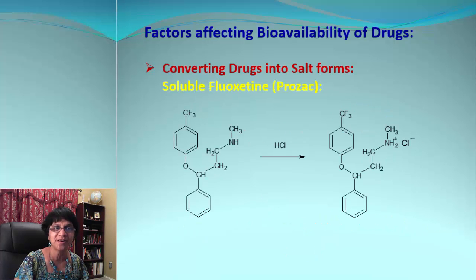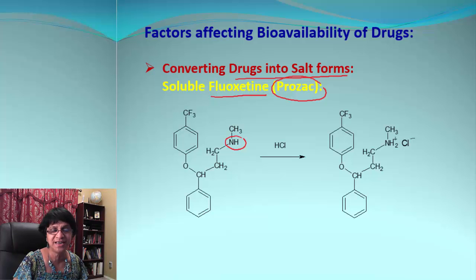Here is one more example of converting a drug into salt form. This is fluoxetine, or more commonly known as Prozac. Look at the group here. This is an amino group, and as you see, this is a secondary amine. This is treated with hydrochloric acid, and when we do that, the amino group gets protonated. We get a positive charge there, and then a chloride ion is generated and we get a chloride salt. Here is what happens.